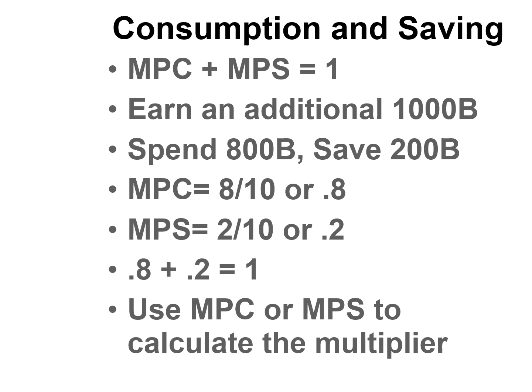Down at the bottom in red, remember we're going to use either the marginal propensity to consume or the marginal propensity to save to calculate an important economic idea referred to as the multiplier.